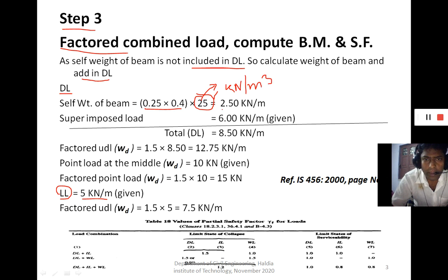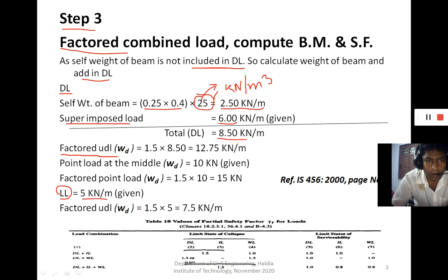So we multiply it and we get the load per meter run, means the UDL, load per meter run. Similarly the superimposed load is given, which is 6 kN per meter, and the total sum of these two loads is summed up and we get the total UDL dead load, that is 8.50 kN per meter.